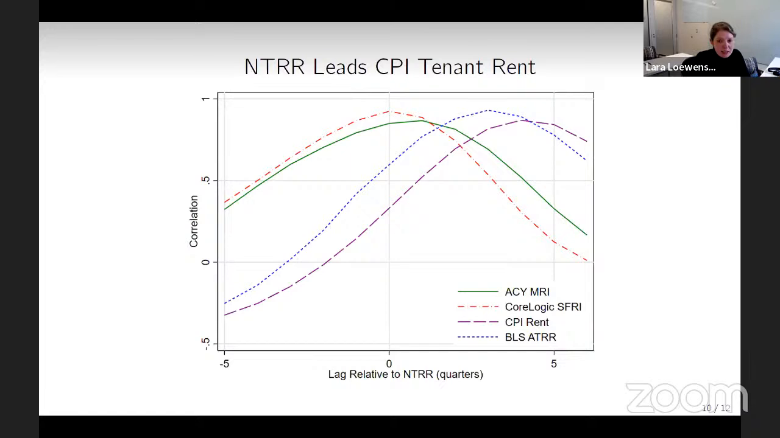However, what you can see is that when you compare to CPI tenant rent in purple, the peak correlation doesn't happen until the lag relative to new tenant repeat rents is 4 quarters after the new tenant repeat rent index. And so what that means is that CPI tenant rent is lagging our new tenant repeat rent index by about a year. And so we've seen, for example, that currently new tenant rent measures are starting to decline, but the peak has only happened in the last few quarters. And so we do not expect CPI tenant rent to peak until a year after the peak of those new tenant rent inflation measures.